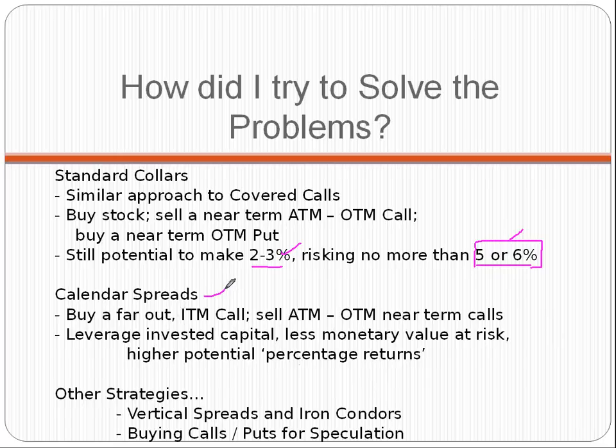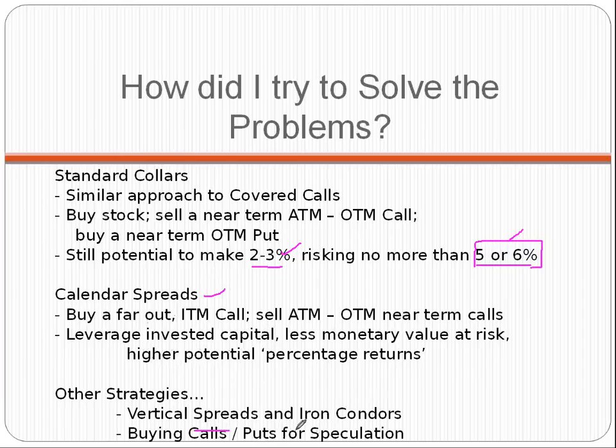The idea is, well, instead of putting up so much money to invest in the stock, why don't I buy an in-the-money leveraged call option instead of the stock and still sell the same at the money or out of the money near-term calls against it? Leverage my invested capital, less monetary value at risk, higher potential percentage returns. Well, briefly, the calendar spreads, I was mainly doing diagonal spreads. Diagonal spreads for a 4 or 5 month period were the most profit I've ever made on any option strategy. 2 or 3 months later, calendar spreads were the strategy that led me to suffer the biggest losses I've ever suffered in an option strategy. So that leverage works for you and it works against you.